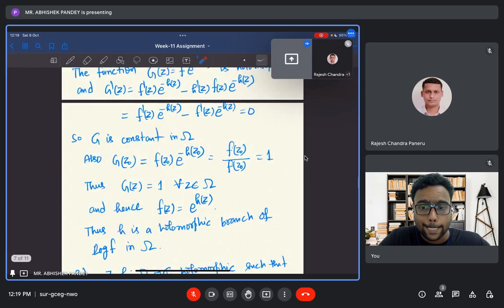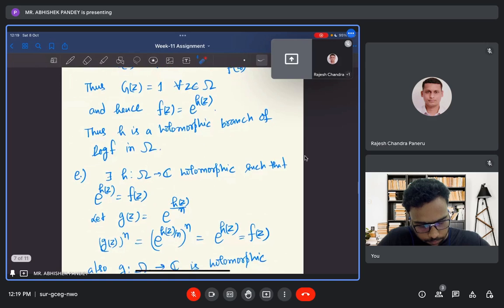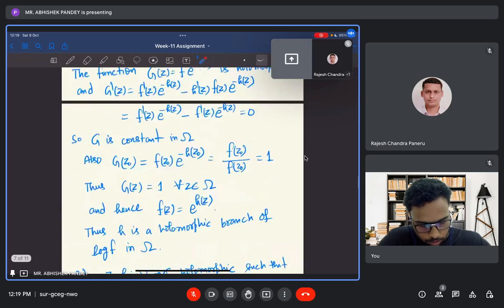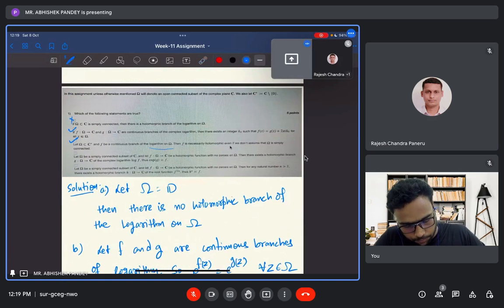Is it clear? Yes, sir, clear. So if you have a simply connected domain and a non-zero holomorphic function on it, then you can always define a branch of log of f. This is the theorem. This is just an observation. Next one. This is true.